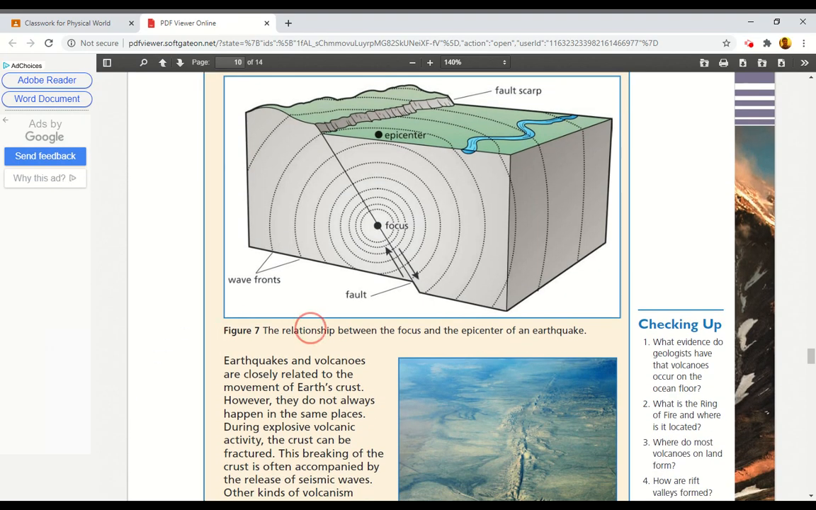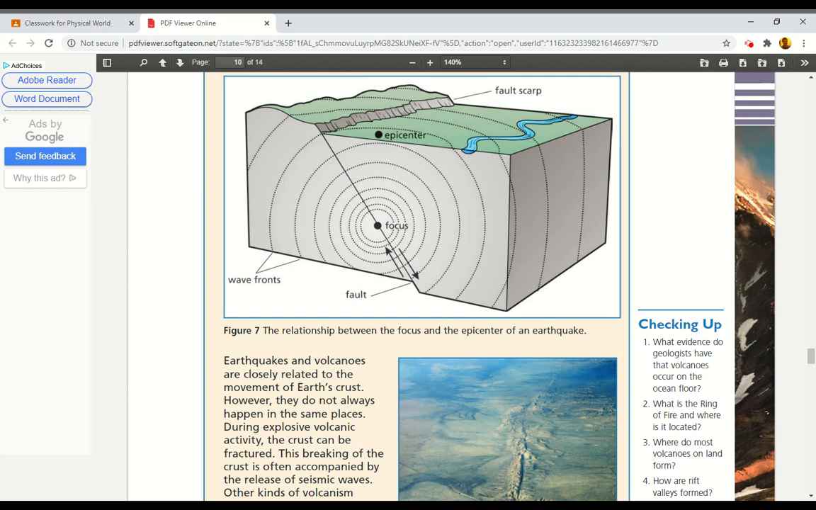Figure 7, the relationship between the focus and the epicenter of an earthquake. Look at the relationship. Here's the focus. Here's the epicenter. So the epicenter happens above the focus. Earthquakes and volcanoes are closely related to the movement of Earth's crust. However, they do not always happen in the same places.